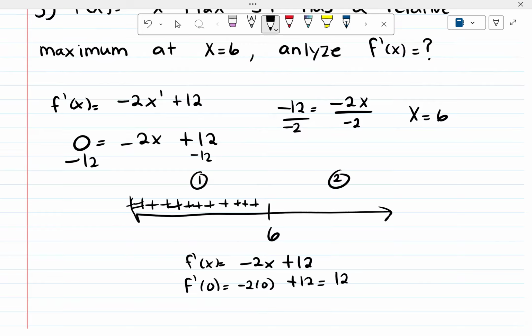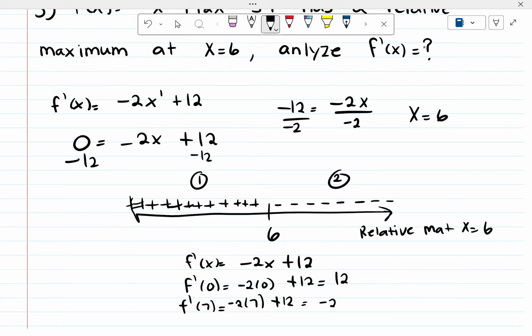Let's test region 2. I need a number larger than 6, so maybe 7. So when we put that in, that's negative 14 plus 12, which is minus 2. And it's a minus, so you're going to put a little minus. Okay, this is how I know you have a relative max at the x value 6.